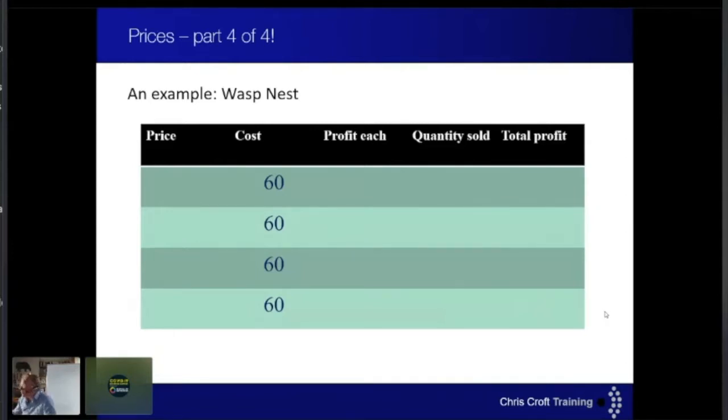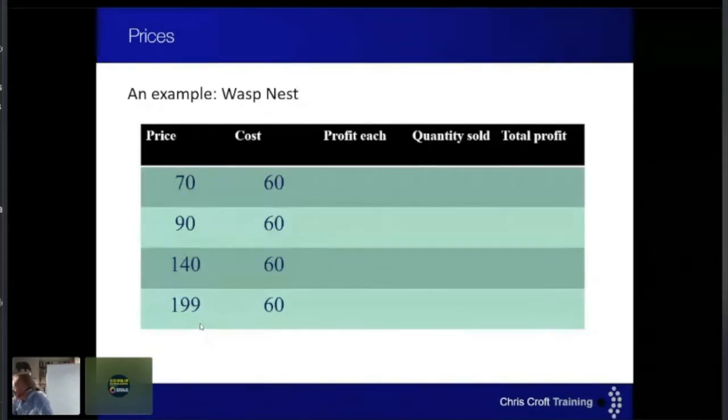So I've got a choice of prices I could charge. Now, let's suppose these are my four options. I could charge 70, 90, 140, or 199. Now, what price do you think I should charge? Can you just type into the text box what price you think I should charge? And then we'll do some calculations and we'll work it out in a minute. So 60 is my total cost, everything all in, all my fixed and my variable costs.